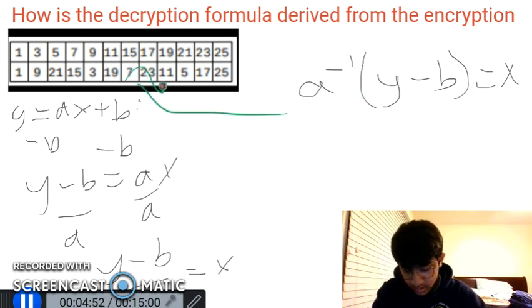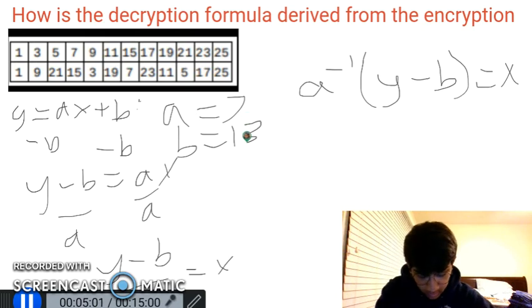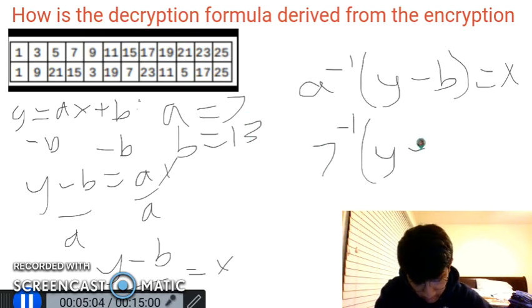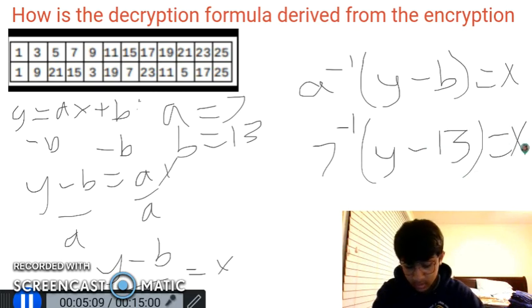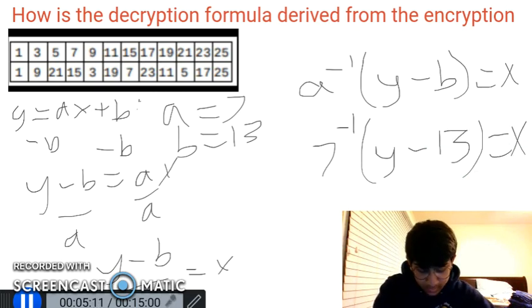So let's imagine, like I said from the previous equation, our a equals 7 and our b equals 13. And so now we have 7 inverse 1, y minus 13 equals x. And so we have to find the 7 on this table. They give you this table. This is called the Euclidean theorem. I'm not going to delve into it, but there are videos on YouTube if you want to learn how to do it. But they will give you the table during the exam.